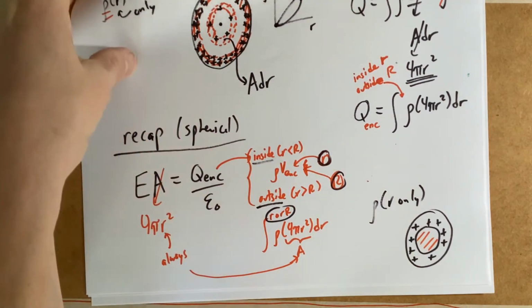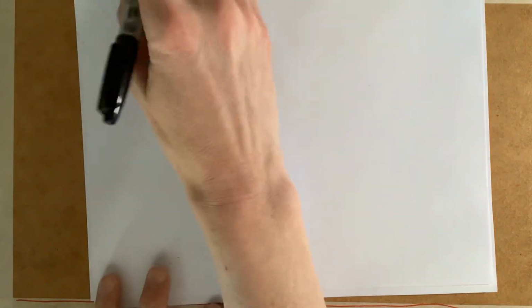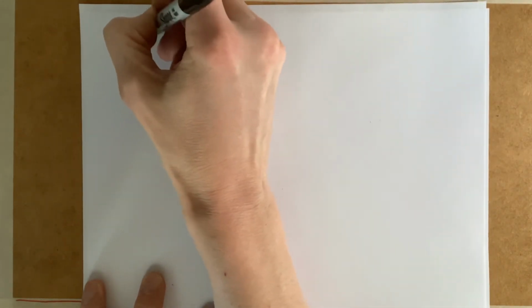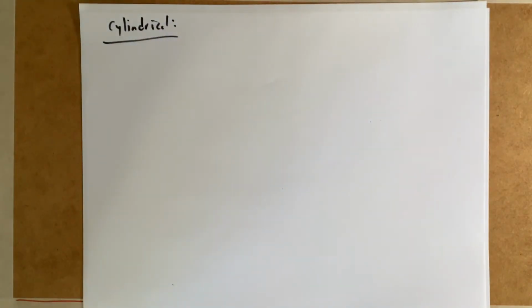So that's pretty much it for the spherical geometry. And now that I've gone ahead and shown you that, the cylindrical geometry is going to be much, much quicker. So cylindrical geometry is going to be incredibly much easier.